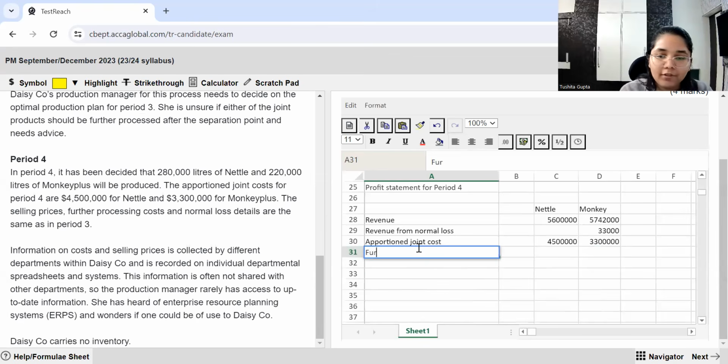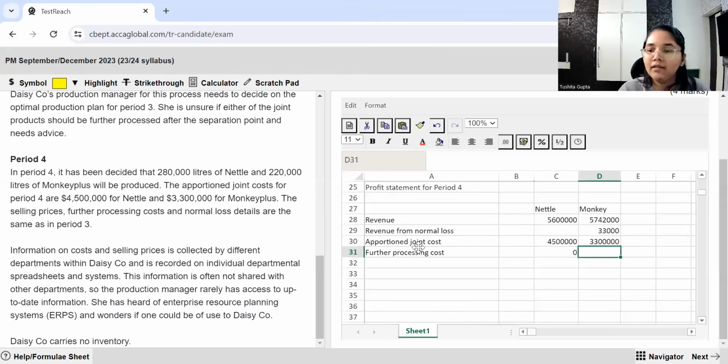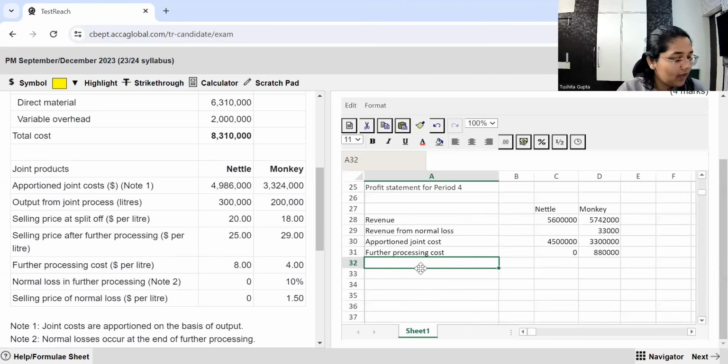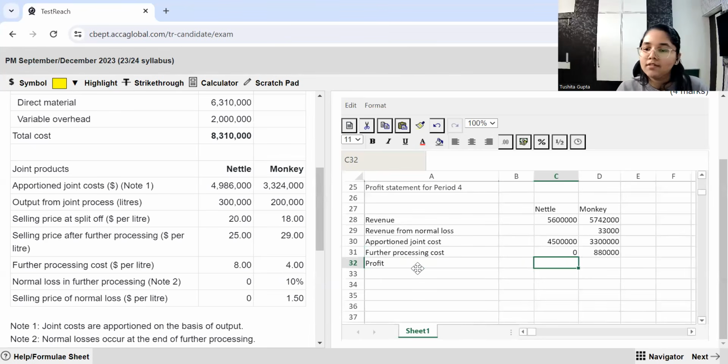Now the next thing I have to take into consideration is the further processing cost. There is no further processing for Nettle, so it's going to be 0 for Nettle. And for Monkey, I am processing 220,000 units, and the processing cost is given to be 4. So this is the further processing cost that I have with me. Now I just have to work out my profit because I have considered everything. So my profit will be this. I'm adding all the revenue and subtracting all the costs.